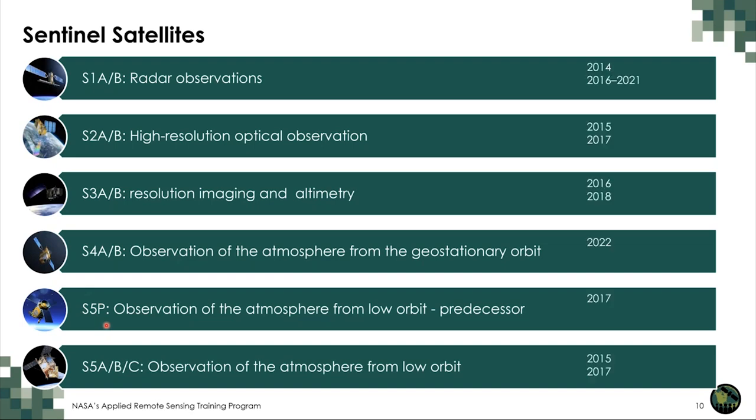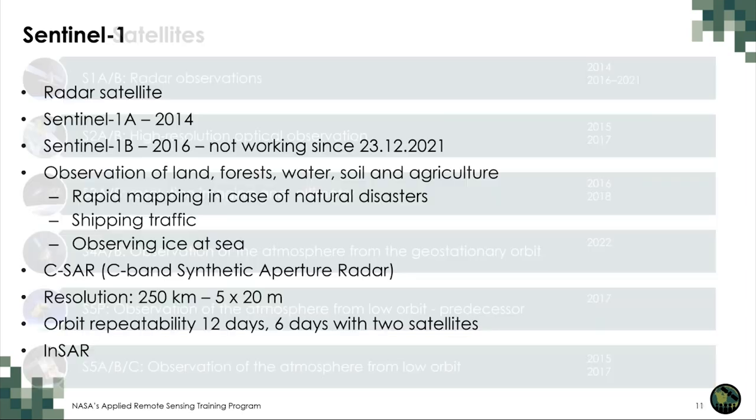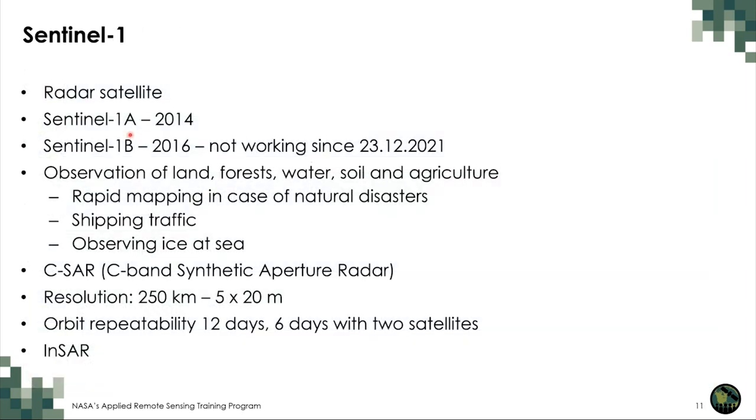And what is really important here is this is just the first generation of the satellites. So every satellite will be replaced before the end of their life cycle by a new satellite. In our webinar, we will focus on Sentinel-1 A and B and Sentinel-2 A and B, because we will be doing mostly radar and high resolution optical observations. So let me begin with Sentinel-1.